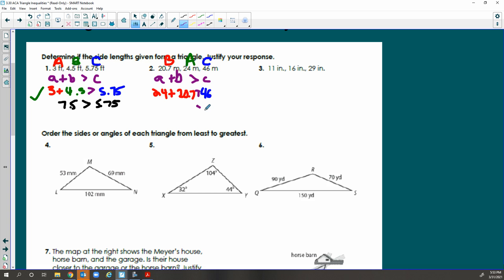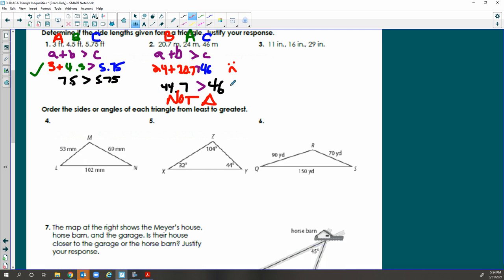And I need to see if that's all greater than 46. That was a terrible greater than sign, sorry, guys. If I add up these two over here, 24 and 20.7, I'm going to get 44.7. Is that bigger than 46? No way. Because I have one of these that doesn't work, I know right away that this is not going to be a triangle.